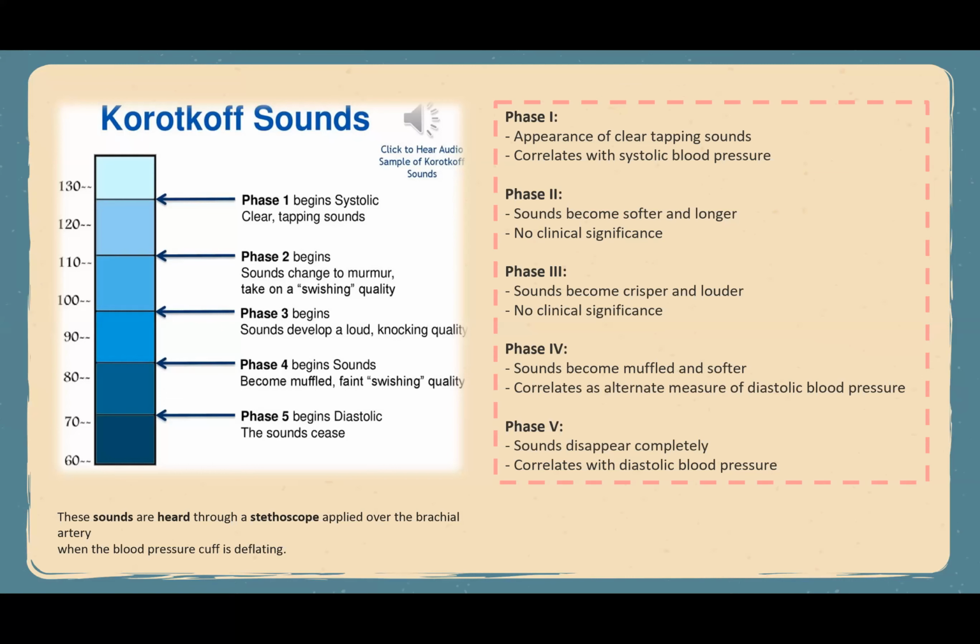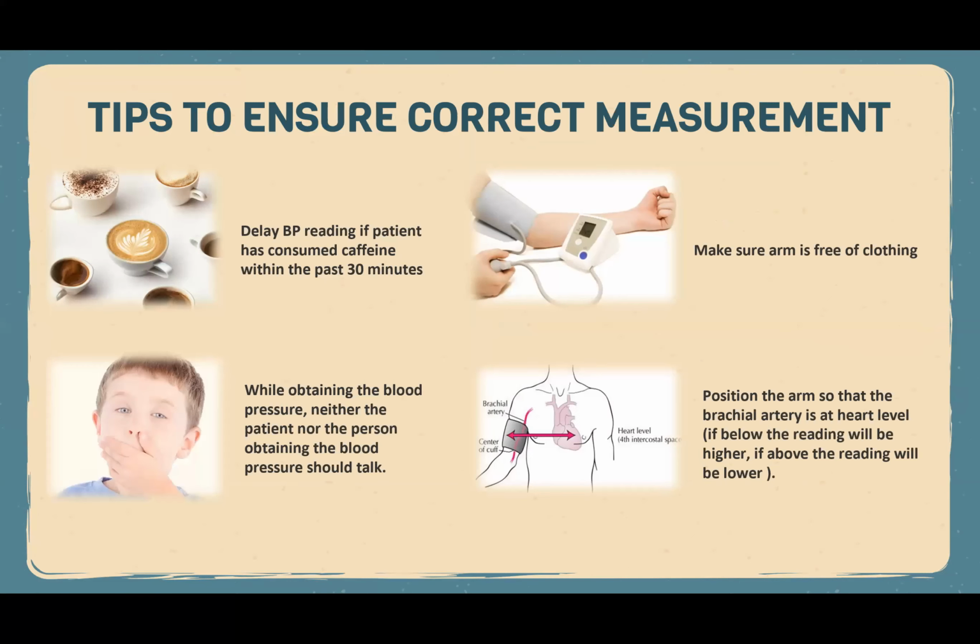But in phase 4, the sound becomes muffled and softer. So it usually indicates an alternate measure of diastolic blood pressure. And in phase 5, the last phase, the sound will disappear completely. And this indicates the diastolic blood pressure of the patient.